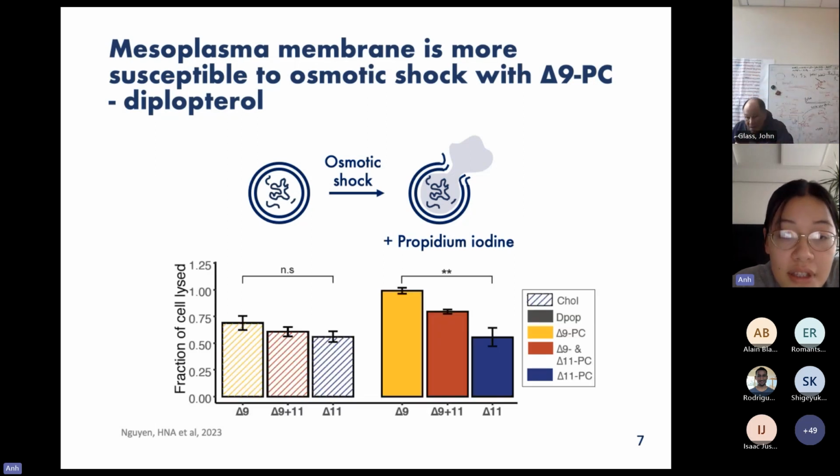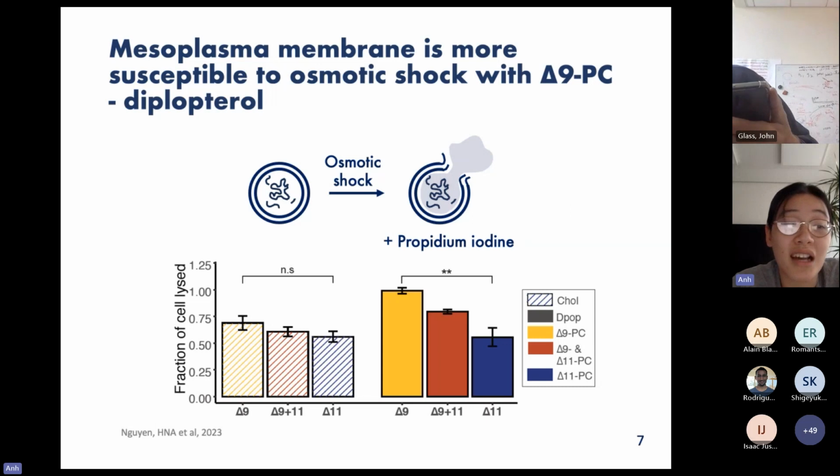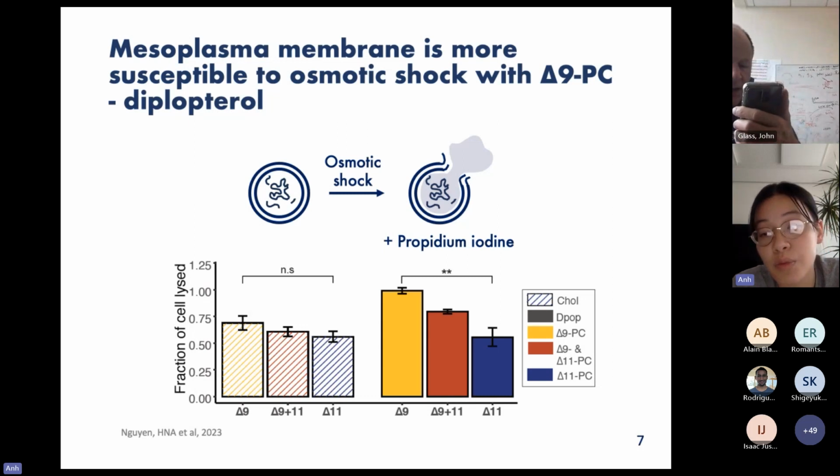And here you can see that if you feed the cell with cholesterol, which is the three bars on the left, there is barely any difference whether you feed them along with delta 9 or delta 11, but the changes are way more significant if you have delta 11 and diplopterol compared to diplopterol and delta 9.